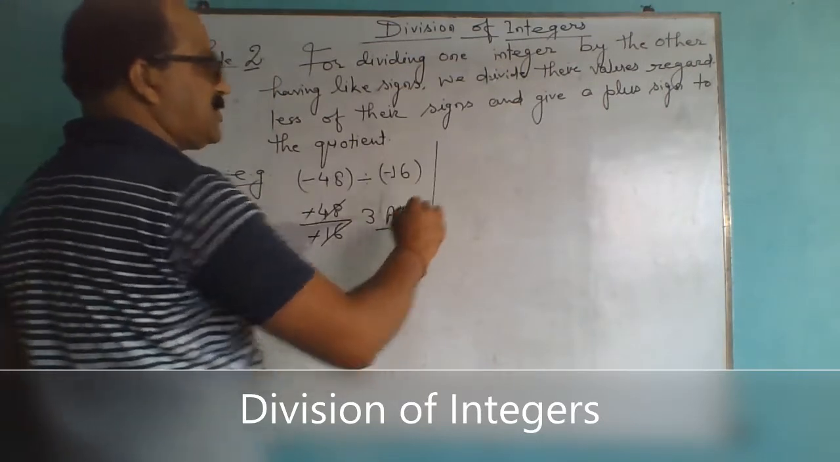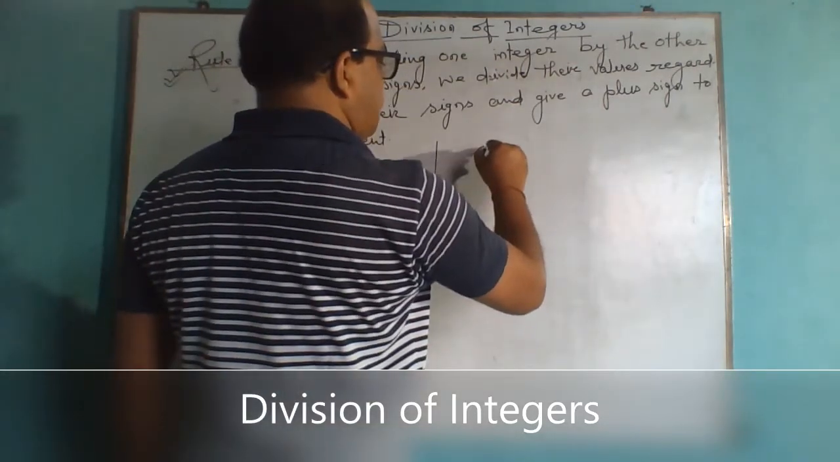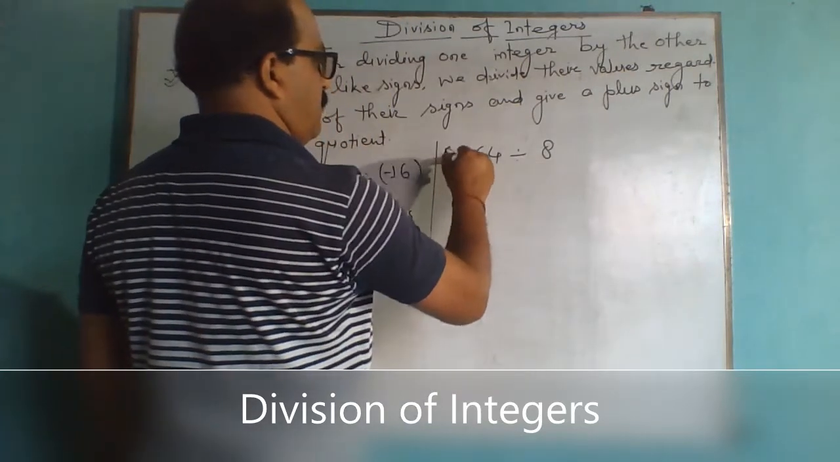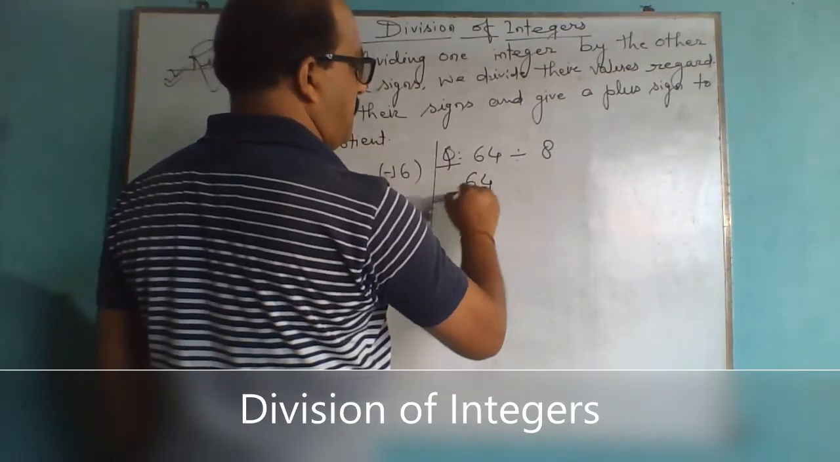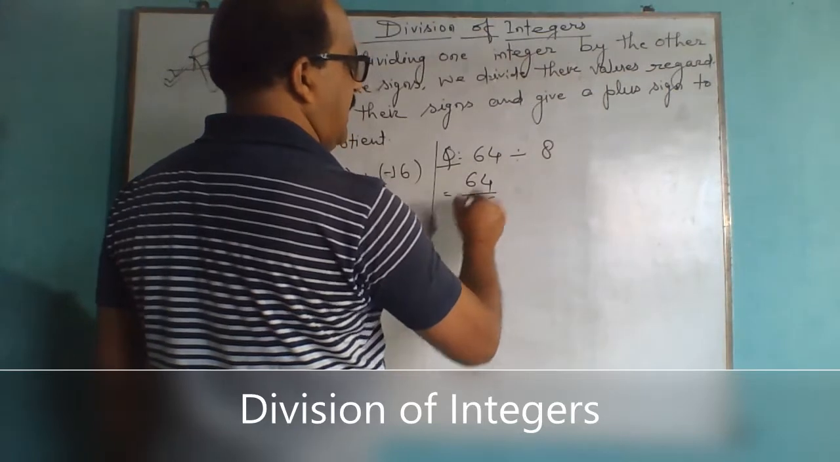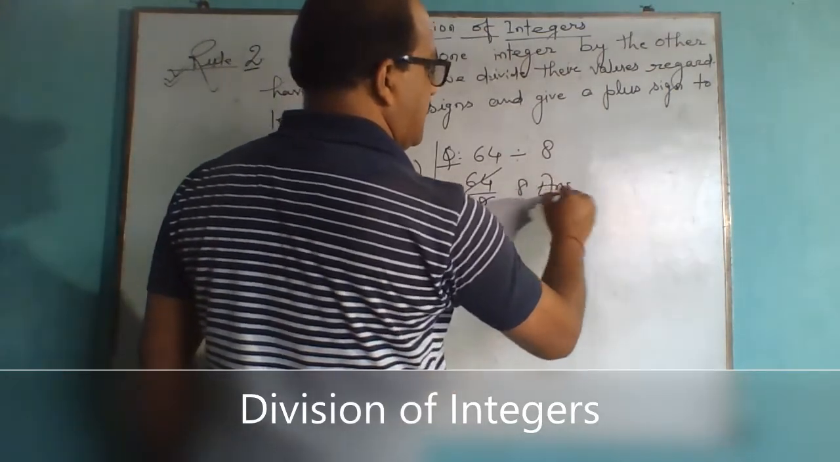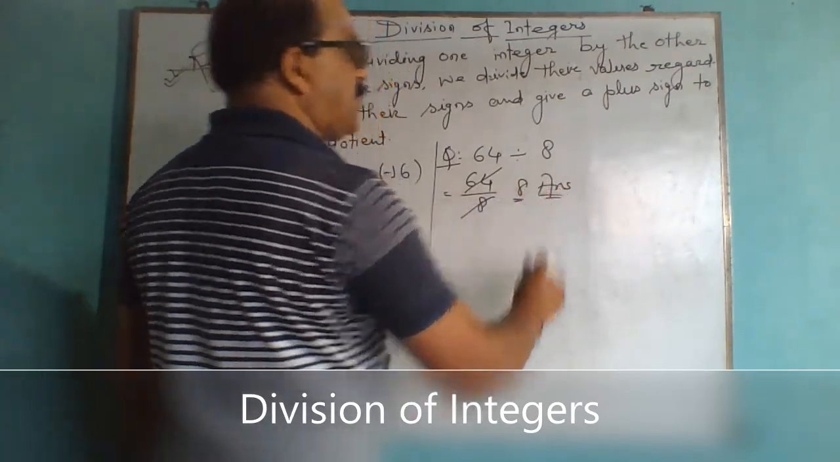In other questions, 64 is divided by 8. So 64 by 8, 8 eights are 64, and the quotient is 8. 8 is a positive integer.